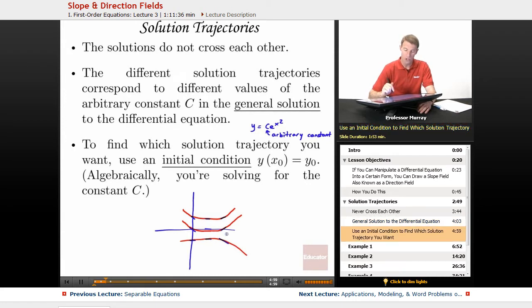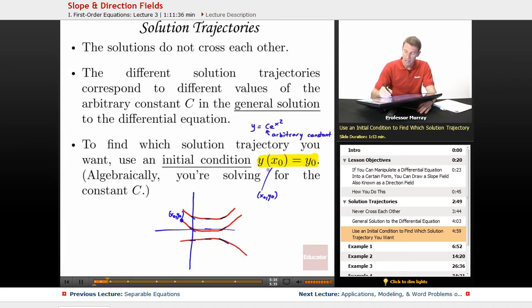And to figure out which solution trajectory you want, you use an initial condition, which is usually given to you as part of the package in the differential equation. So you'll have an initial value for x naught and y naught. And what that does is that gives you an initial point, x naught, y naught, somewhere on the graph, and that will tell you which of the solution trajectories is actually the solution that satisfies not just the differential equation, but also your initial condition.